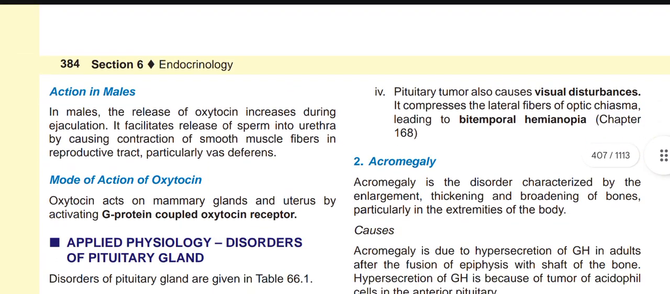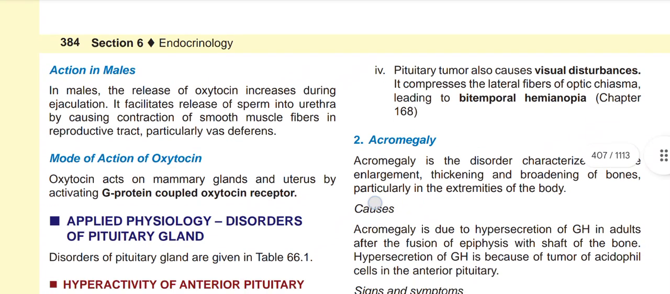Now, action in males. In males, the release of oxytocin increases during the ejaculation. It facilitates the release of sperm into the urethra by causing contraction of smooth muscle fibers in the reproductive tract, and particularly the vas deferens. Action in males is what? In case of males, the release of oxytocin increases during the ejaculation, and it also facilitates the release of sperm into the urethra by causing contraction of smooth muscle fibers in the reproductive tract, particularly the vas deferens.